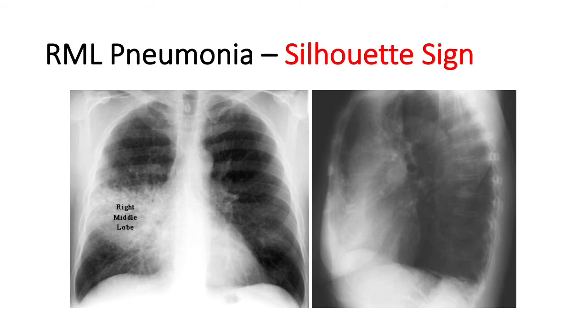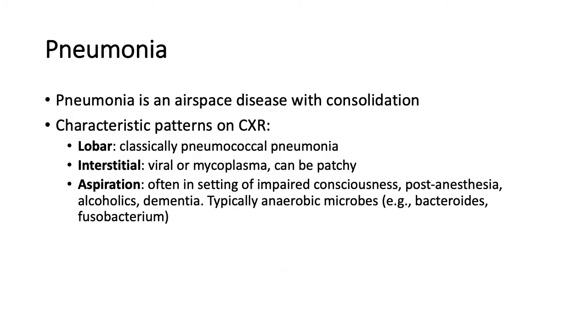The main finding here is opacification of the right middle lobe, which you'll notice obscures the right heart border, creating the classic silhouette sign suggestive of pneumonia. Pneumonia is an airspace disease with consolidation. Its characteristic patterns on chest x-ray include lobar, interstitial, and aspiration.